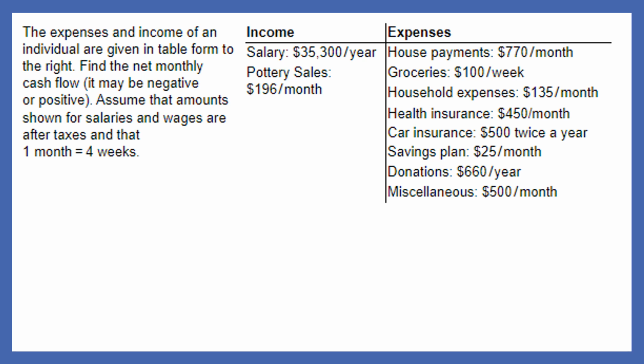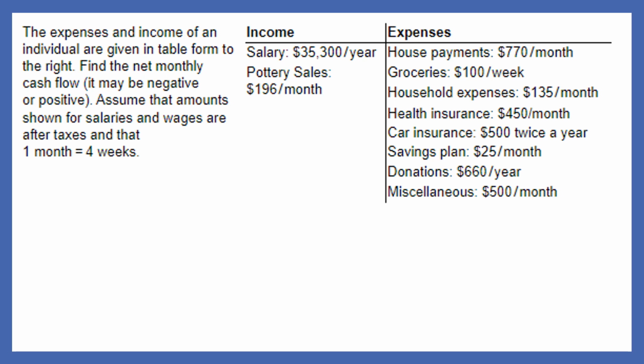Now, when you're making a budget, whether it be personally or for a business, we might call that a cash flow. We want to figure out how much money is coming in each month, income, and how much money we're spending each month in expenses. And so for this example, we notice that we have a couple sources of income and we have a bunch of expenses we have to figure out.